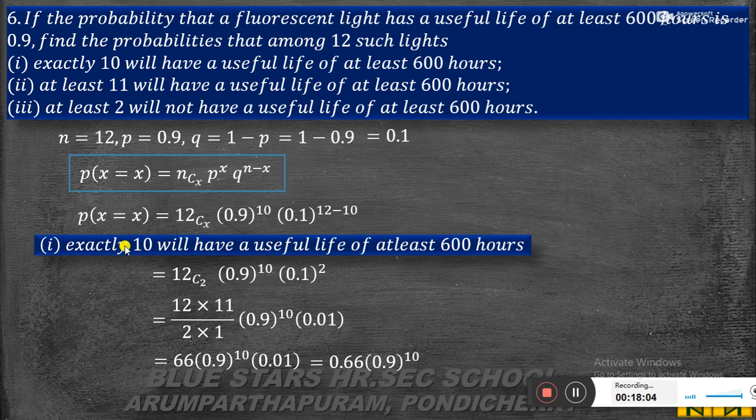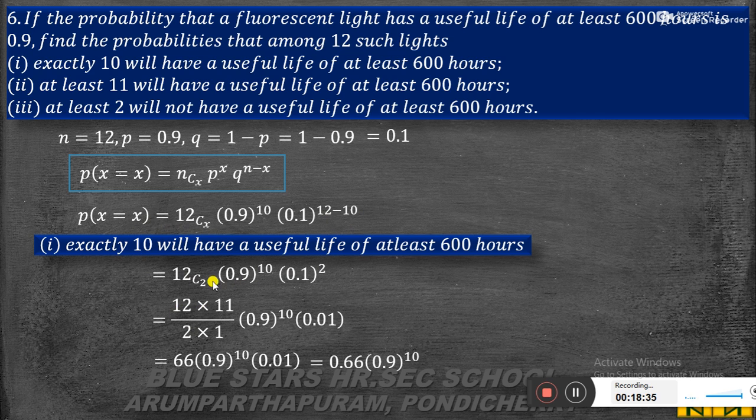Now, subdivision 1: exactly 10 will have a useful life of at least 600. So 10 means here I take x equal to 10. So 12C10. 12C10 means 12 minus 10 is 2, so I take 12C2. Throughout the subdivisions I take x equal to 10, substituting x equal to 10 in the previous formula. So 12C2, 0.9 whole power 10, 0.1 whole power 12 minus 10, which is 2.